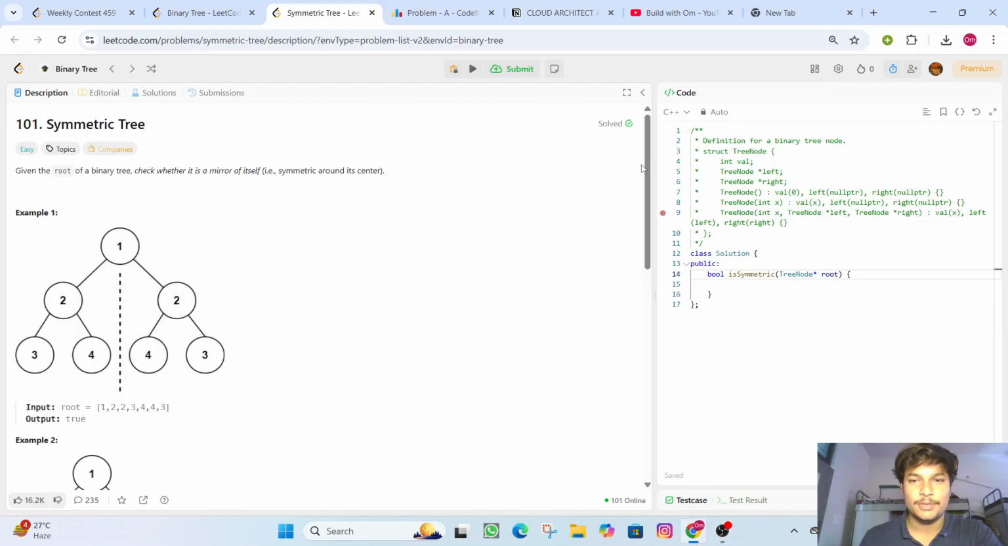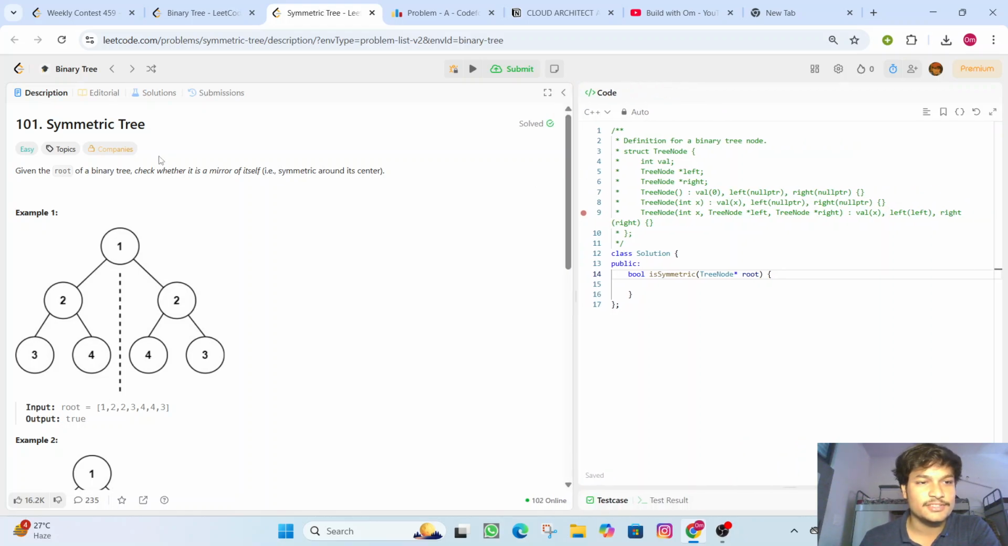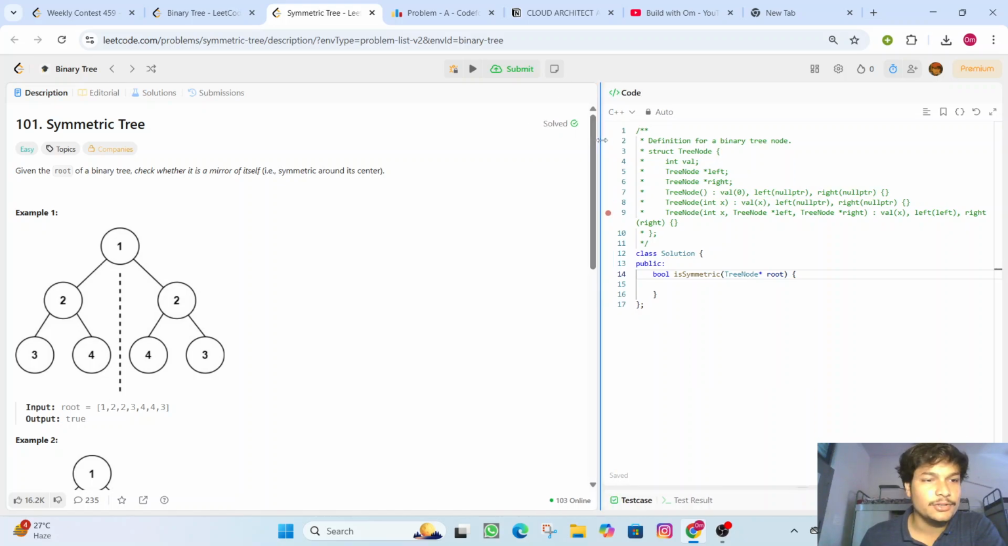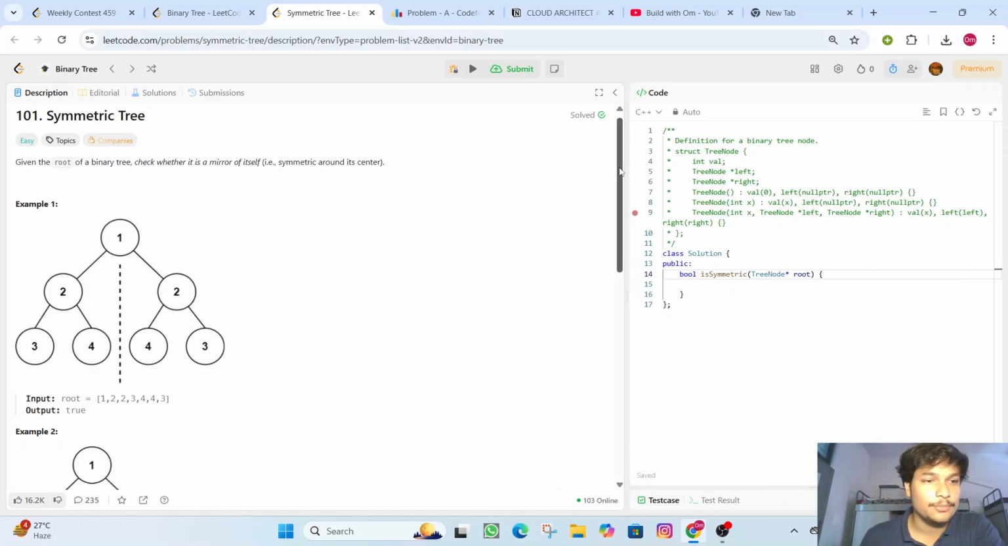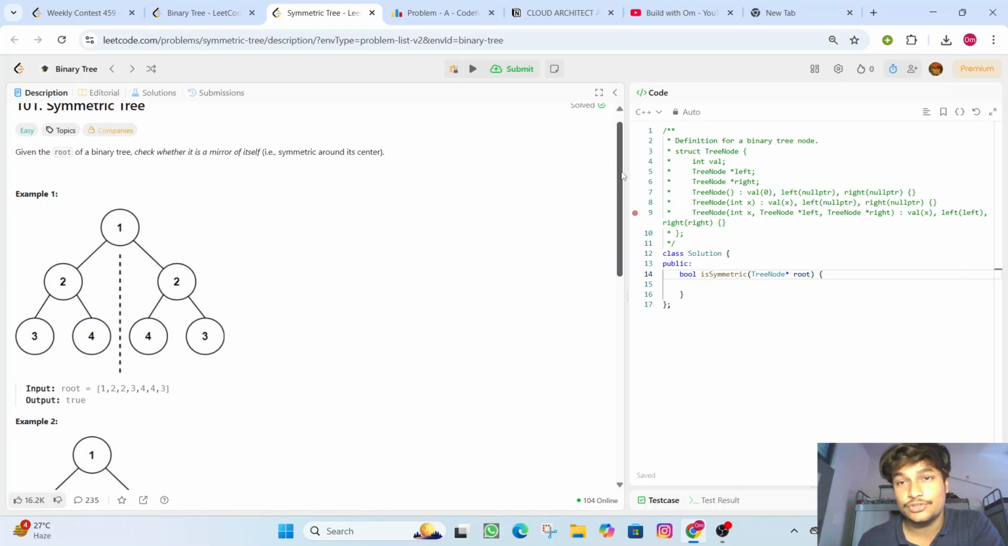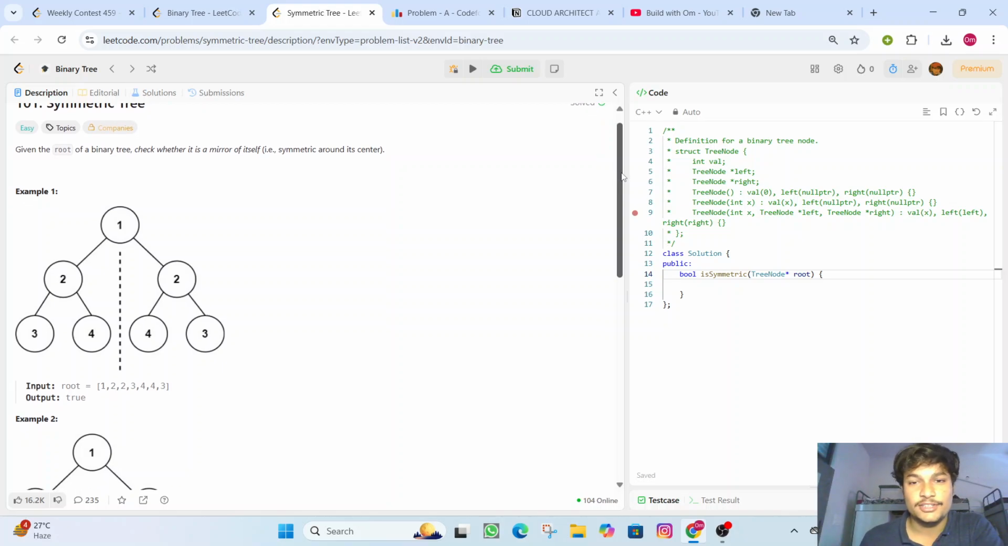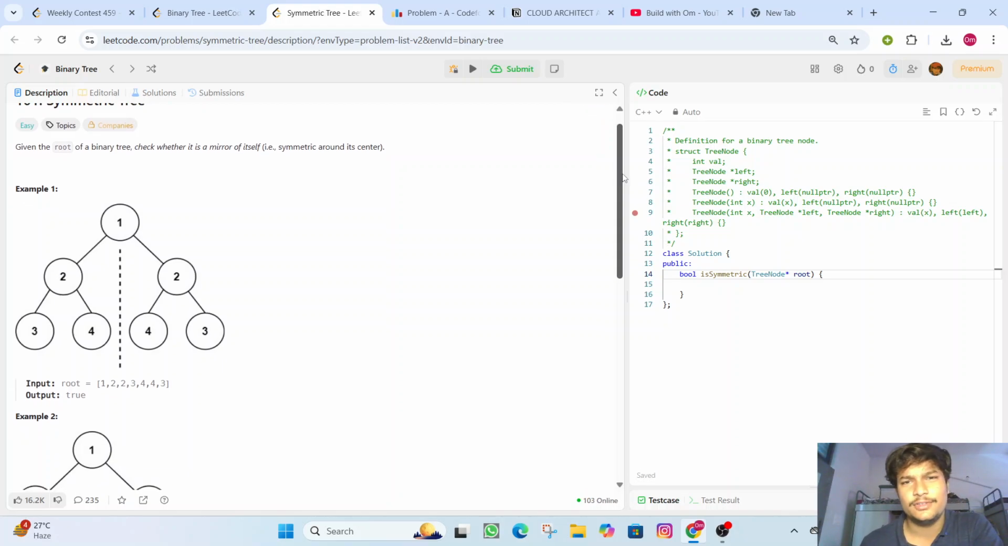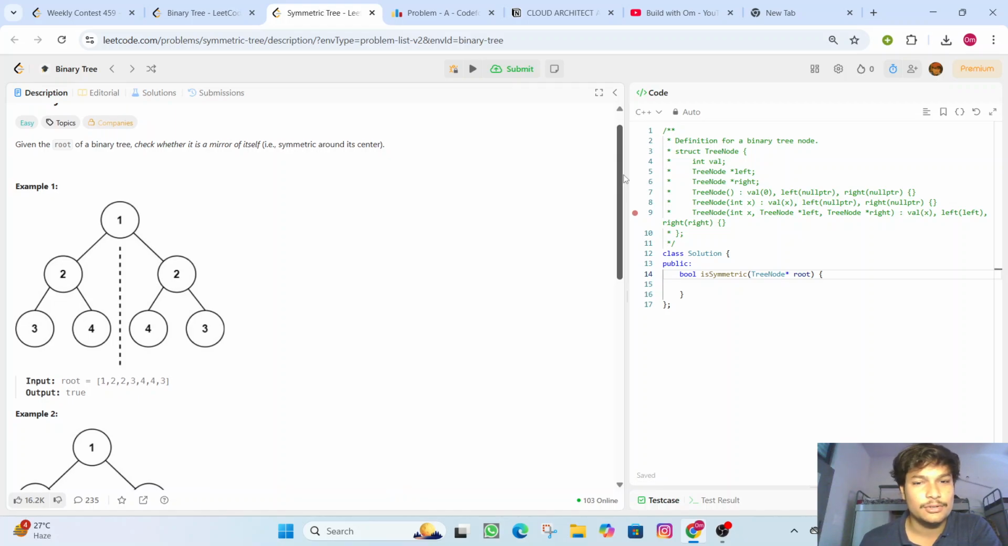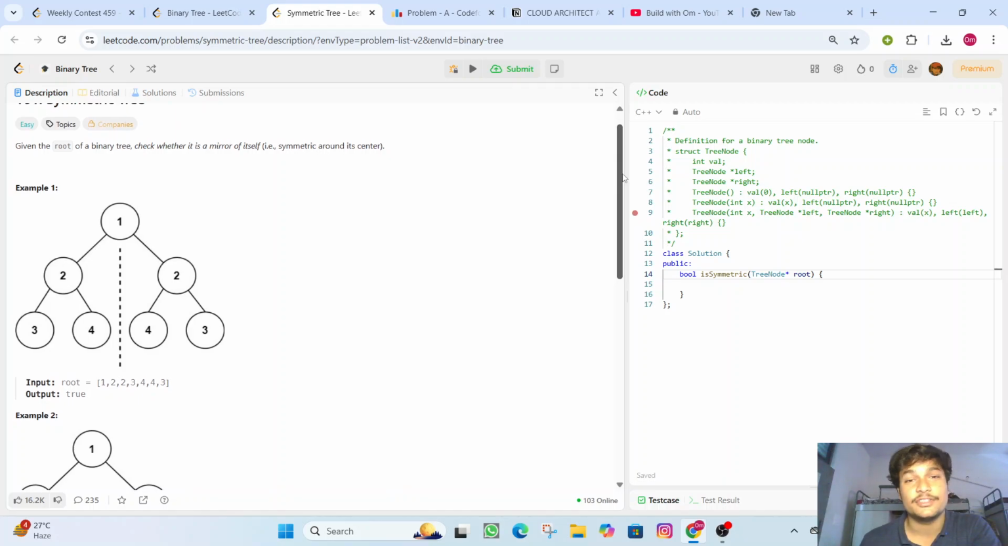Hello everyone, this is part 5 of the binary tree series, and here we're going to solve the question named Symmetric Tree, problem 101 on LeetCode. Now we understand what the question says, and you can pause the screen and try the question before seeing the solution. At least give 10 to 15 minutes to this question, and you have to apply some kind of traversal so that this question can be solved.